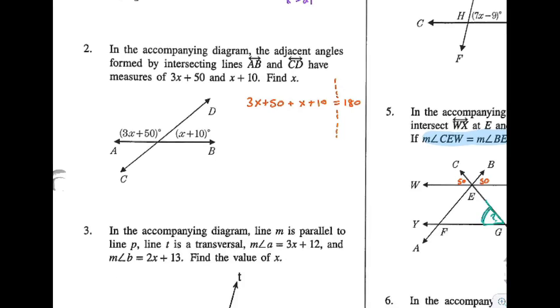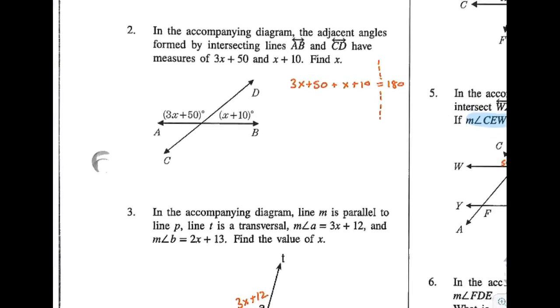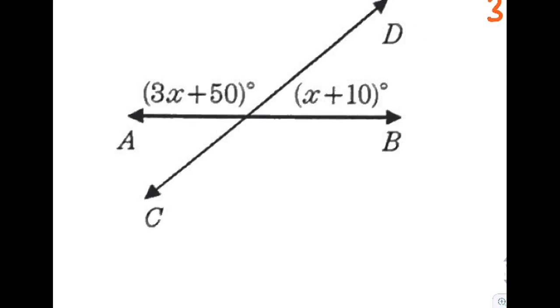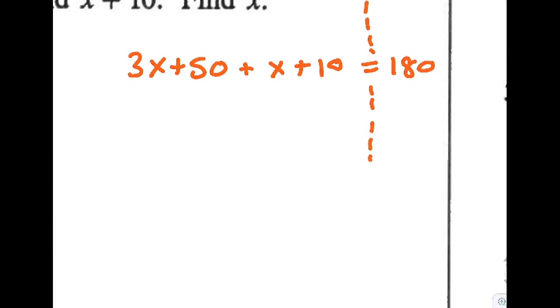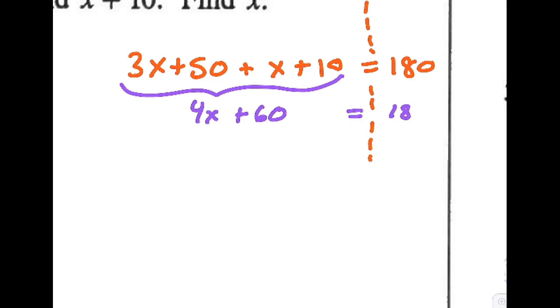In number 2, these two angles, zoom in a little bit, are they the same size or different sizes? That's a very big obtuse angle, and that's a tiny little acute angle. So they are not the same size as each other. They are a linear pair. They are supplementary, also known as they add up to 180. So in this particular case, we combine like terms. 4x's and 60 equals 180. Subtract 60 from both sides. Divide by 4, and x equals 30.